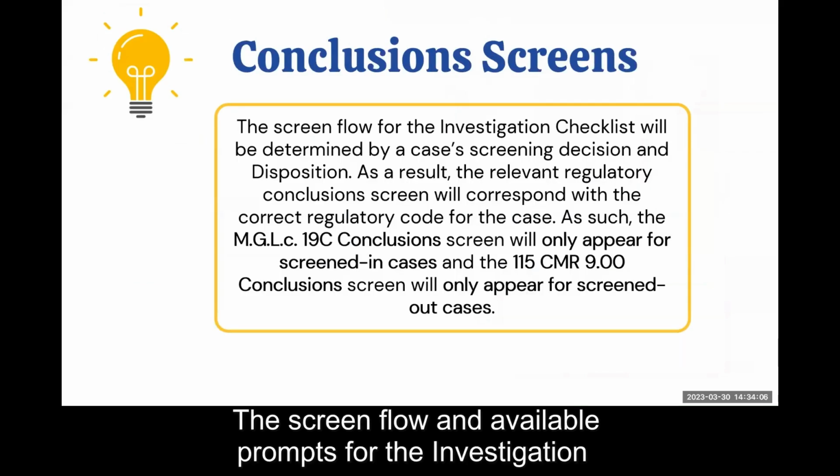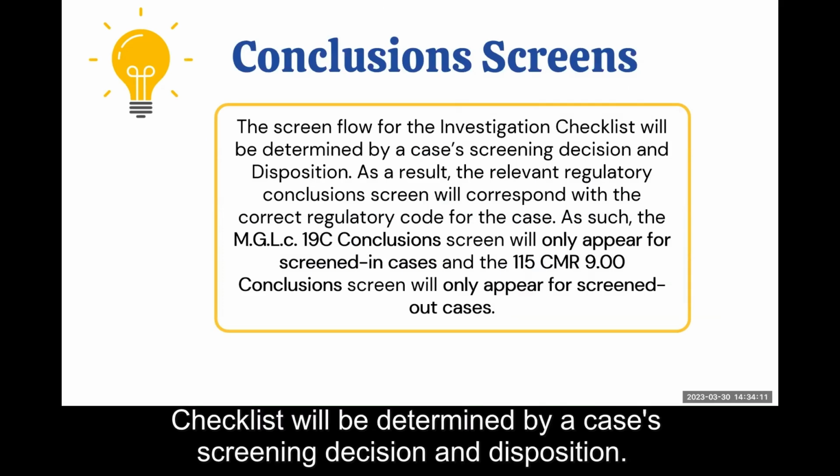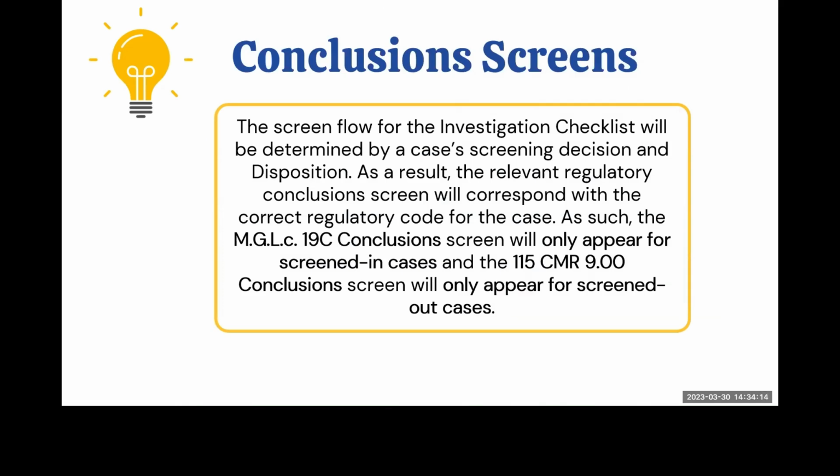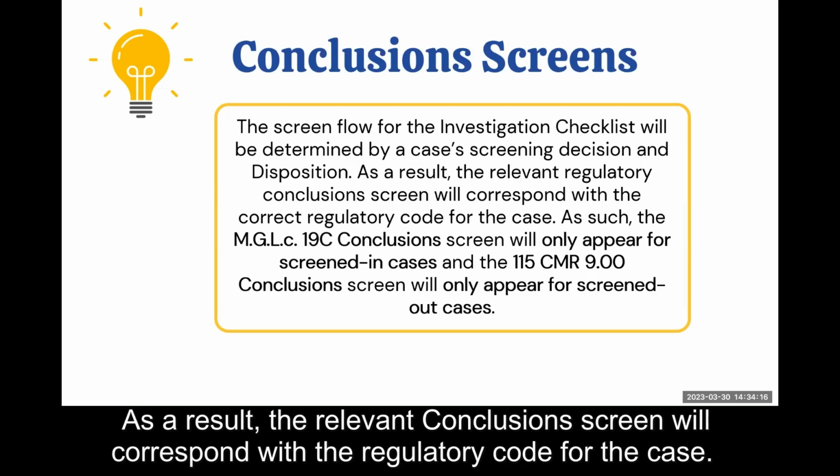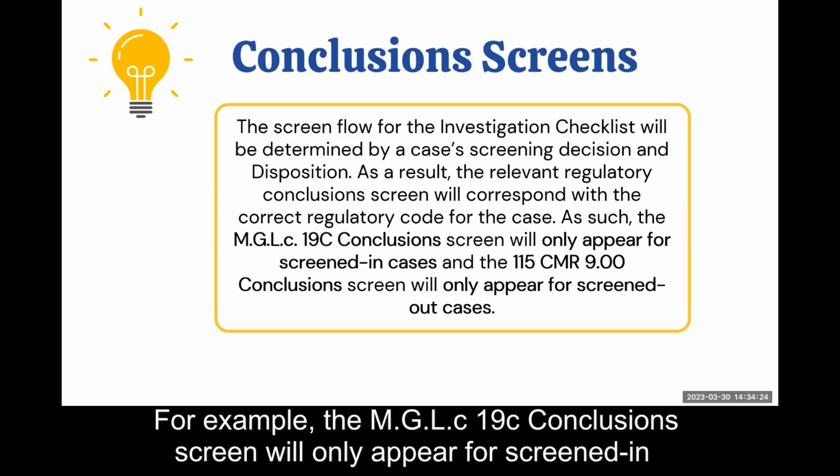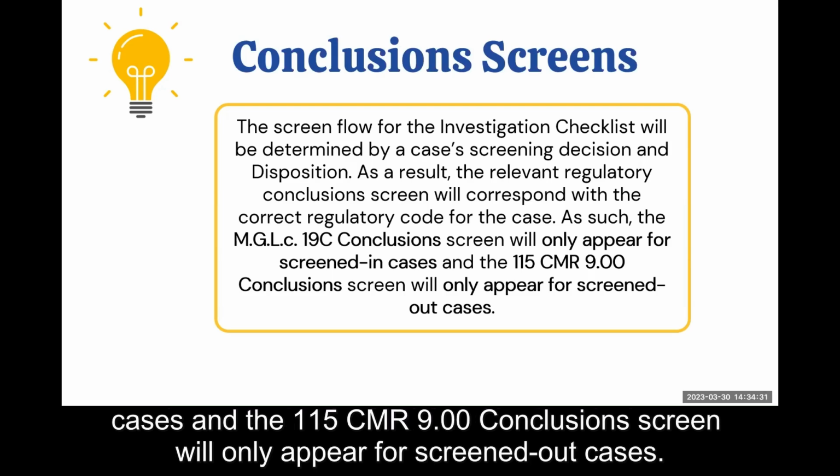The screen flow and available prompts for the investigation checklist will be determined by a case's screening decision and disposition. As a result, the relevant conclusion screen will correspond with the regulatory code for the case. For example, the MGLC 19C conclusion screen will only appear for screened in cases, and the 115 CMR 9 conclusion screen will only appear for screened out cases.